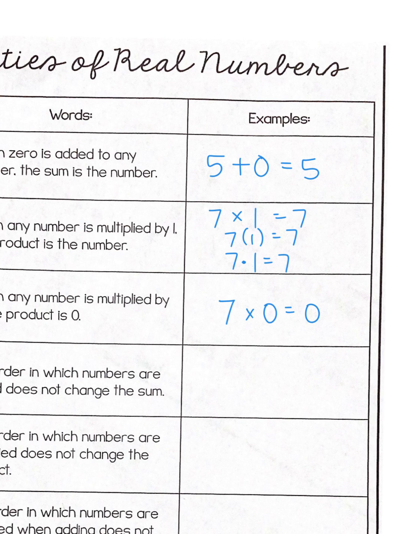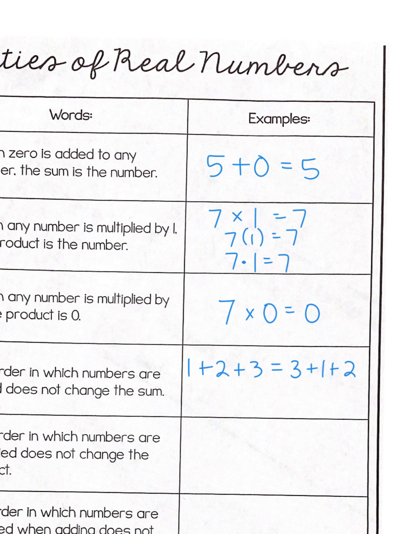The commutative property of addition means that the order in which numbers are added doesn't change the sum. So I could have something like 1 plus 2 plus 3, and it's going to be the same thing as if I were to do 3 plus 1 plus 2. It doesn't matter the order that I add them in. It just matters that I add them all together.